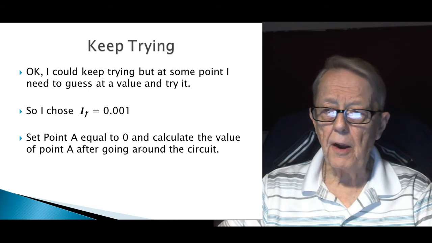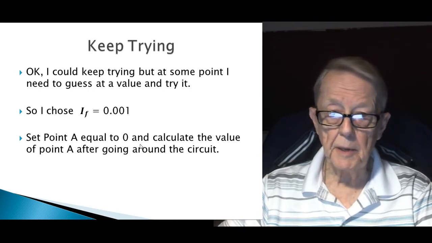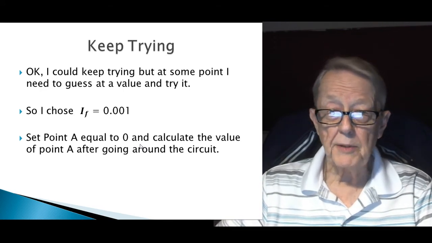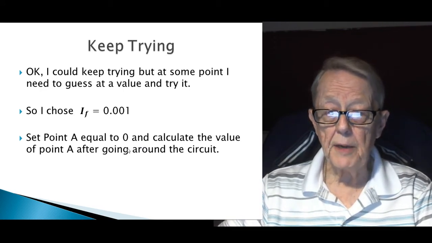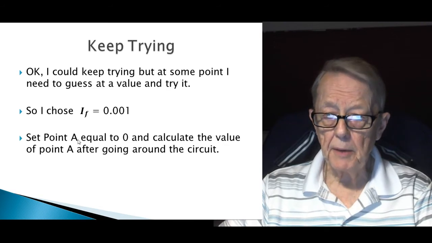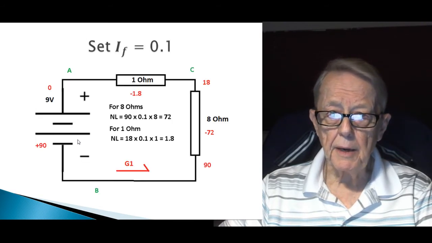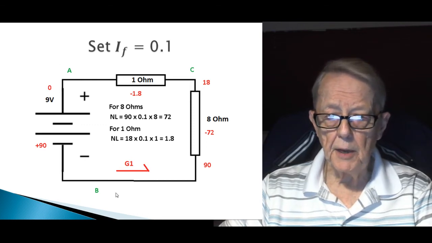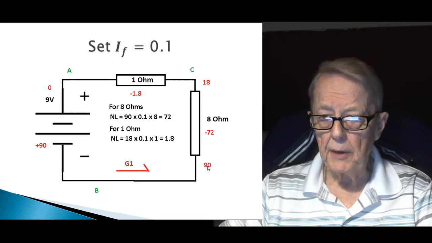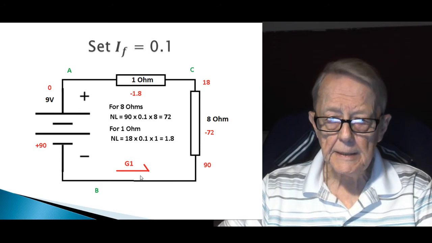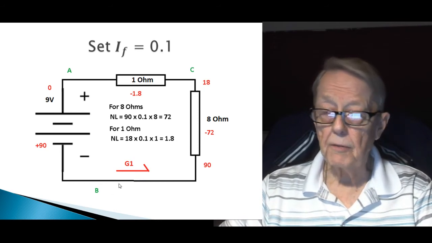Well, I could keep on trying, giving you example after example, but I just said, okay, given what I know about this anyway, I'm going to set I sub f equal to 0.001. By the way, if I go back, you'll notice I have this point. The input to the battery is A, the output is B. Input to the 8 ohm is B, and then C. So there's 3 points I'm going to keep track of as to how many G1s are flowing through the circuit.